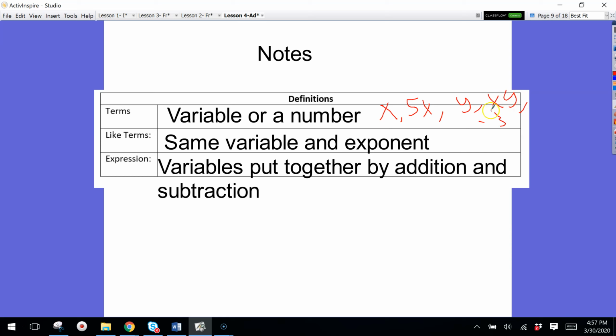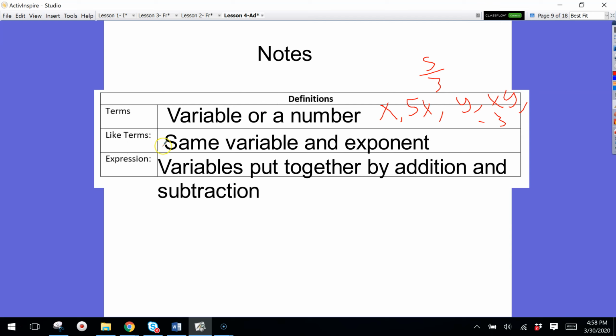These are all terms. So notice that there is no addition and subtraction right here. It's just multiplication. You can have division by doing like 5/3. So that is a term. 5/3 is a term. The 5 and the 3 are connected by division in this case.